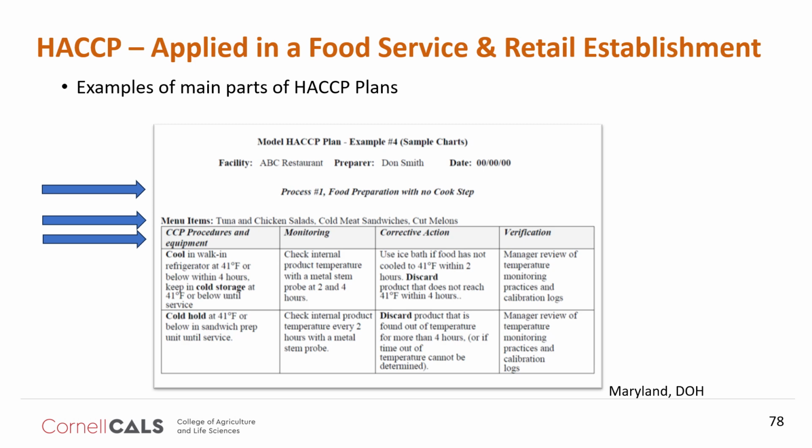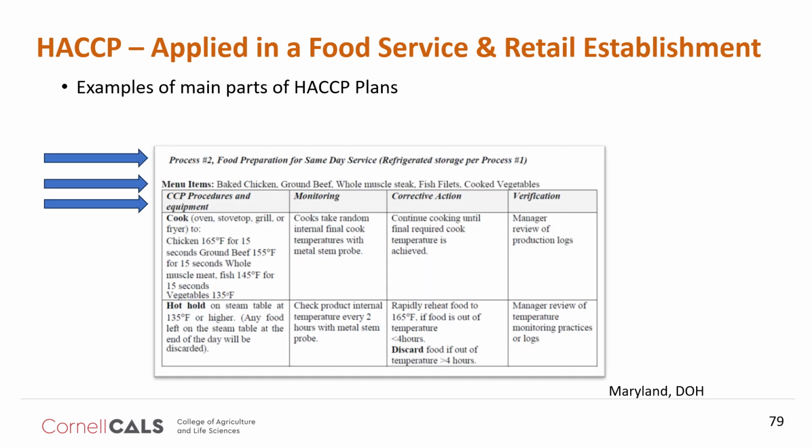This one is for process 1 with no cook step. It lists all of the menu items that would be in this process group. So tuna and chicken salad, cold meat sandwiches, and cut melons. It defines the CCPs, critical limits, and equipment in column 1. It defines monitoring in column 2 and corrective actions in column 3. And then finally, verification in the last column.